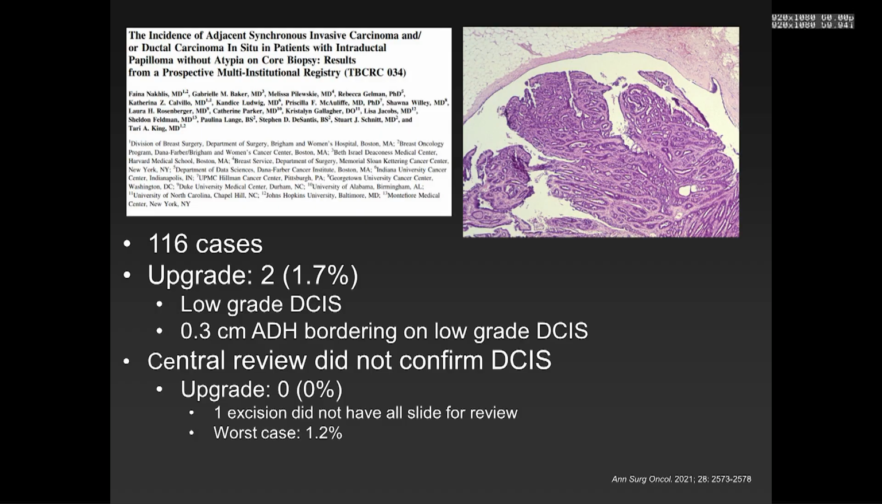The upgrade rate was about 2%. There was one patient who had low-grade DCIS, another ADH bordering on low-grade DCIS. So that was the read at the local institution. When they went to the central review, they found actually no cases of upgrade. So one of the cases that they said would have been an upgrade, when it was reviewed by central pathologists, they said there's no findings of DCIS. In the second case, again, they also found no findings of an upgrade, but the one caveat was that for some reason they were missing some of the slides. So conceivably, there could have been an upgrade in one of the slides that weren't sent in for central review. So in the worst case scenario, it would have been a 1% upgrade rate.